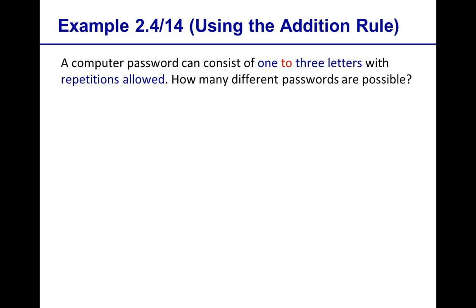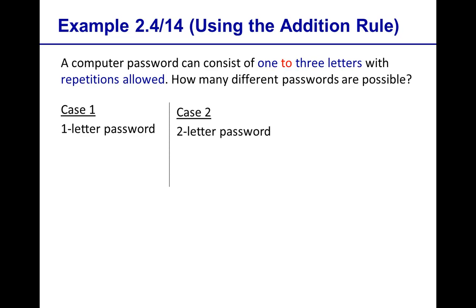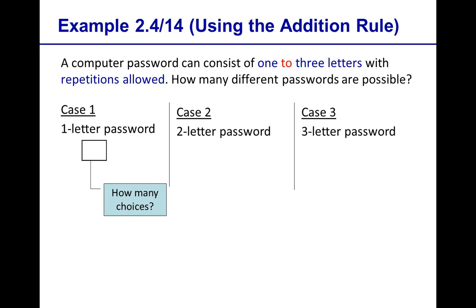In this example, a computer password can consist of 1 to 3 letters with repetition allowed. How many different passwords are possible? There are 3 cases here. Case 1, the password is 1 letter long. Case 2, the password is 2 letters long. Case 3, the password is 3 letters long. For case 1, we only need to draw 1 box. How many choices in that box? Well, there are 26 possibilities, A to Z. So 26 choices, of which we pick 1.